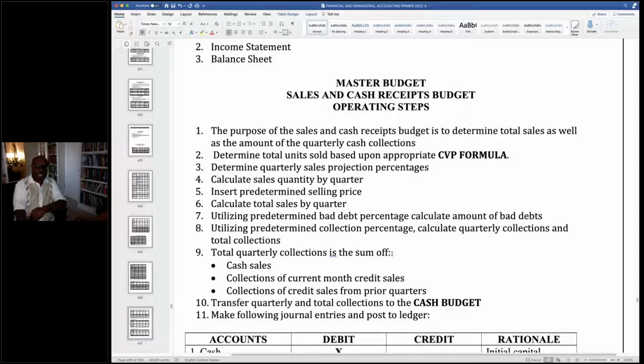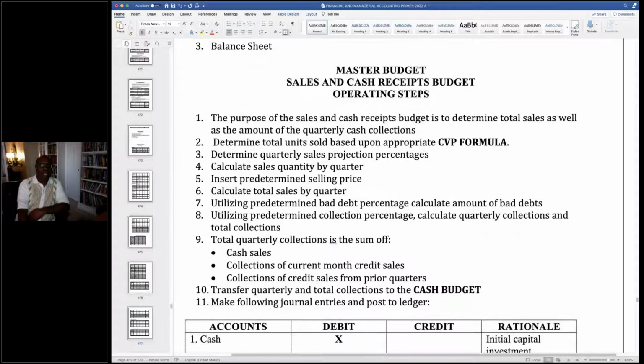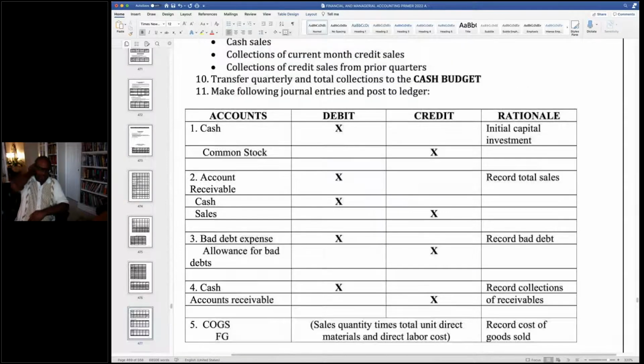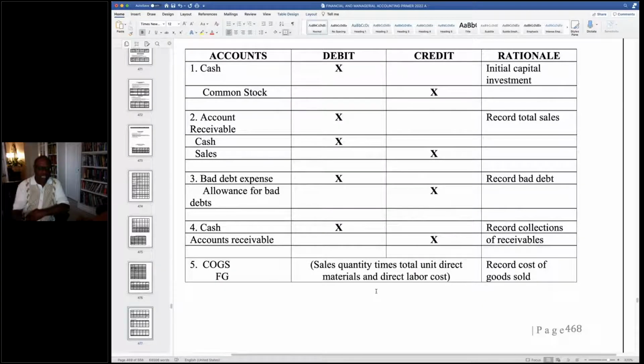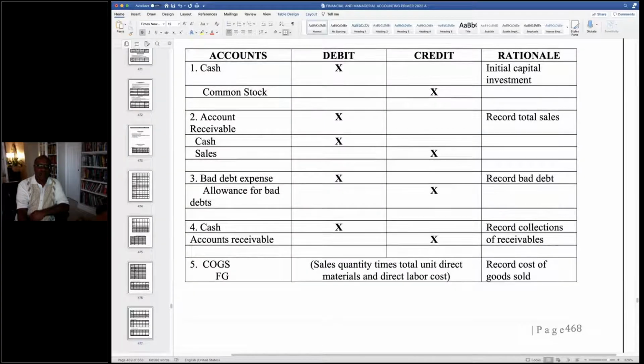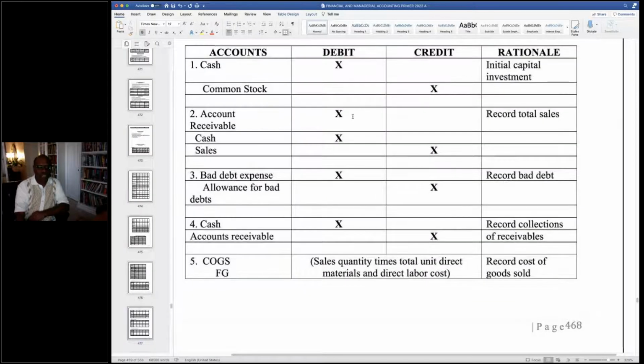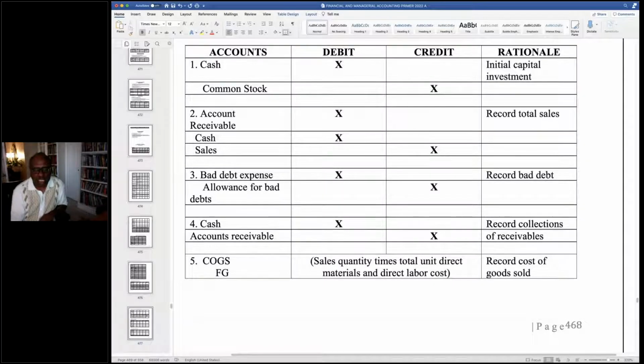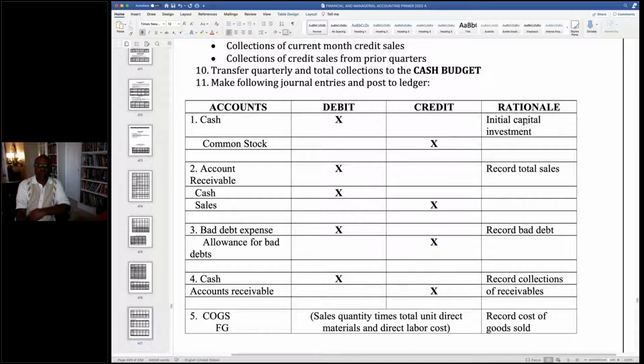Total quarterly collection is the sum of cash sales. We don't have any cash sales. Collection of the current month sales, collection of credit sales from prior quarters. We transfer the quarterly collections and total collection to the cash budget, and we make the following journal entries. We got 4 journal entries to make. And as we're doing each one of these budgets, we're going to make journal entries, then post them to a ledger and do a trial balance and be able to do all of those good things of coming up with financial statements.